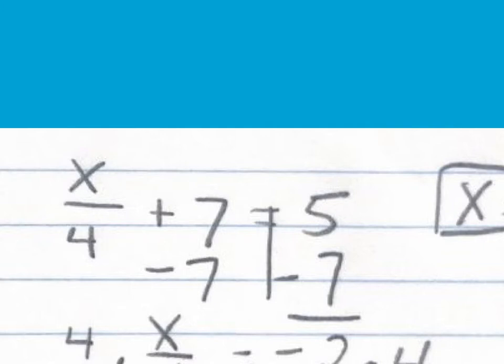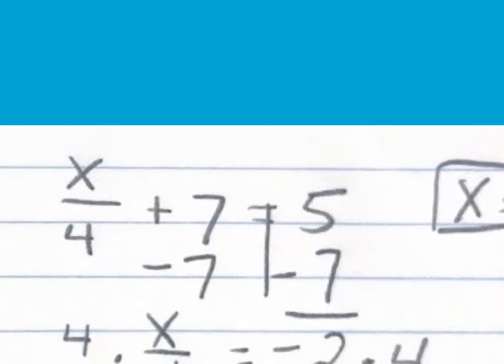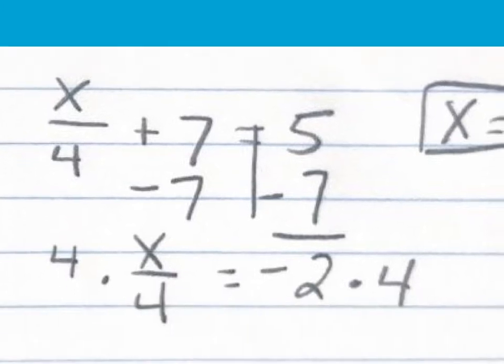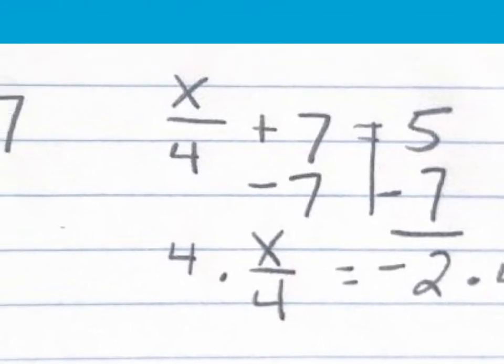Just like the first problem, step 1, we need to get rid of our constant on the same side as the variable. So our constant on the same side as the variable would be the 7 here, okay? So we are going to subtract 7 on each side, and we have 5 minus 7. So if we remember our integer sign, if I have 5 and I take away 7, that would leave us at negative 2. So we would have x over 4 equals negative 2.